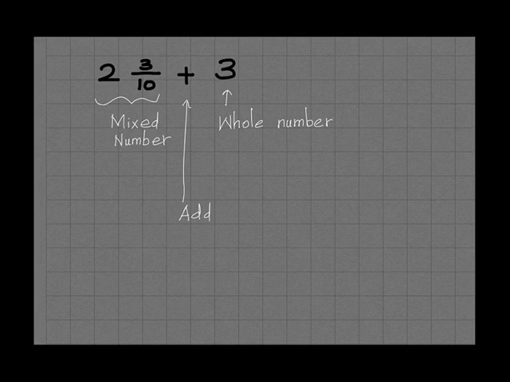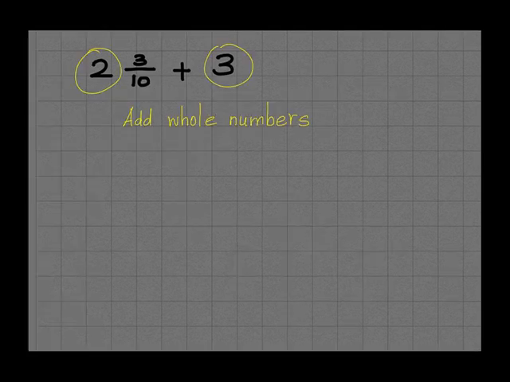So now we are going to add a mixed number and a whole number. 2 3/10 is a mixed number and 3 is a whole number. We are going to add both of them. So in the mixed number 2 3/10, this is a whole and 3/10 is a fraction.